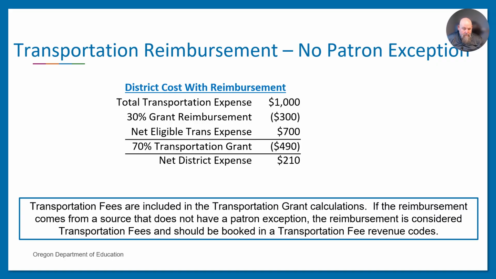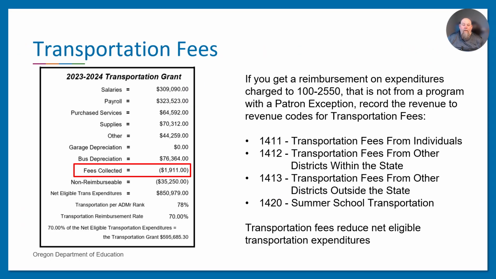So transportation fees are included in the transportation grant calculations. And if the reimbursement comes from a source that does not have a patron exception, the reimbursement is considered transportation fees and should be booked in a transportation fee revenue code. And again, what are those revenue codes? They are 1411, transportation fees from individuals, 1412, 1413, and 1420. And all of these will reduce your total transportation expenditures. And we put those right there where it says fees collected. That's where those numbers come from.